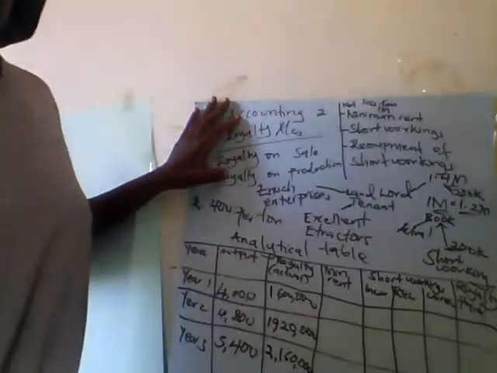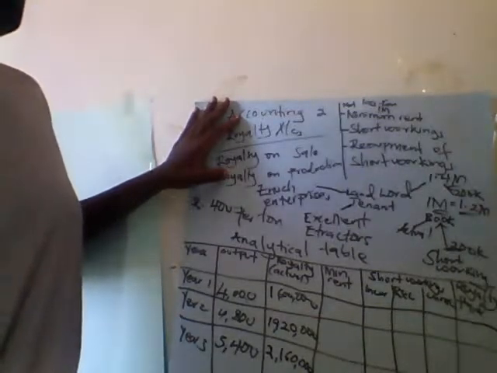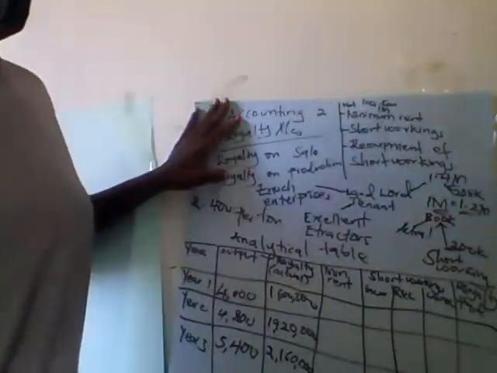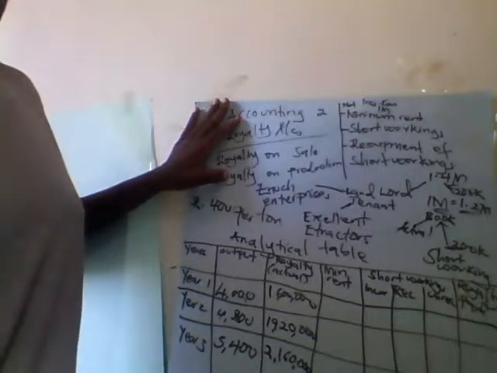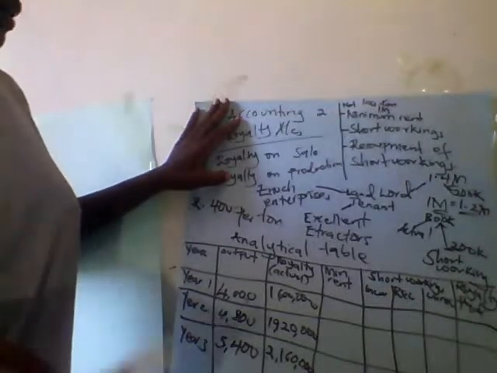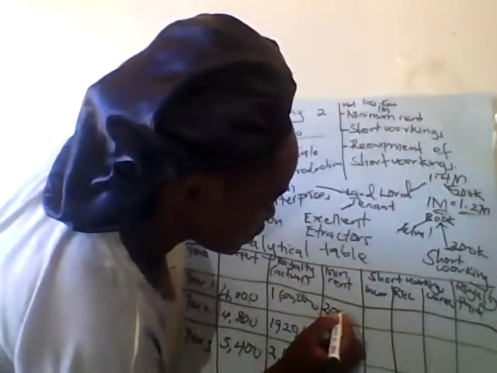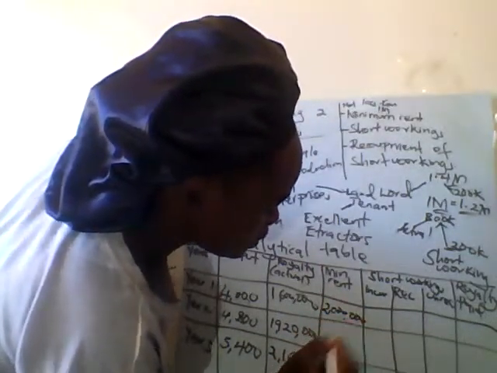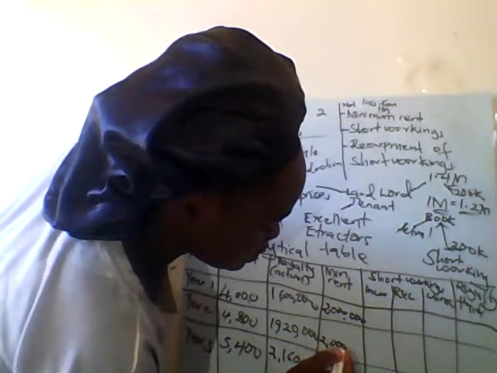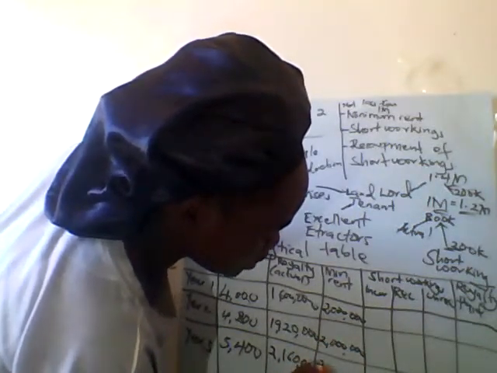For minimum rent in the question here, Roman 2, they have told us minimum rent is 2 million. So you are not supposed to give the landlord any amount that is less than 2 million. So for the first year, you first record it. It's constant for every year, 2 million, 2 million, 2 million.